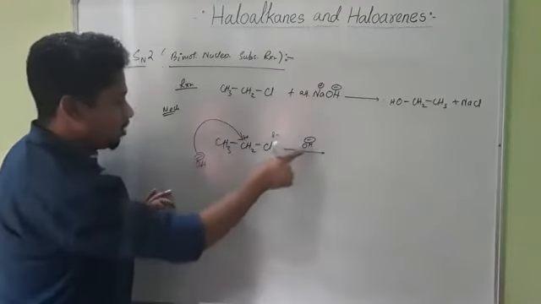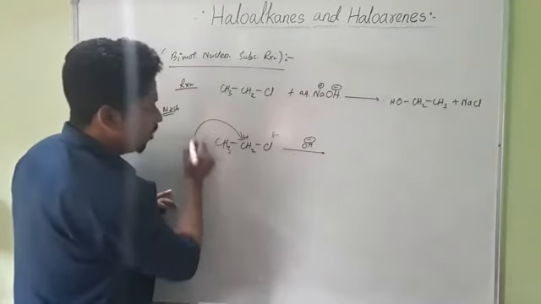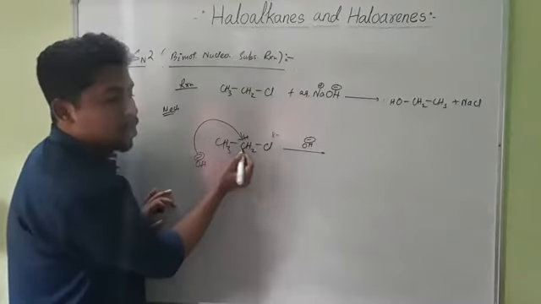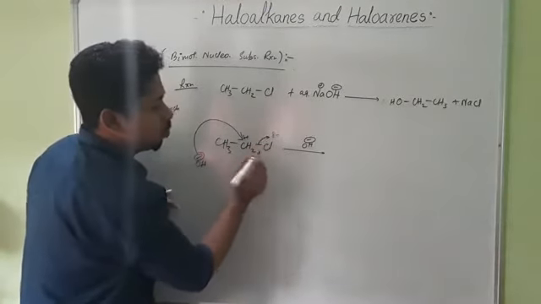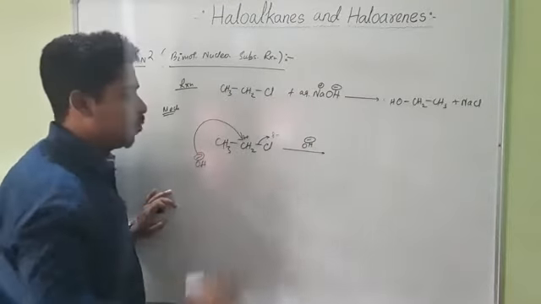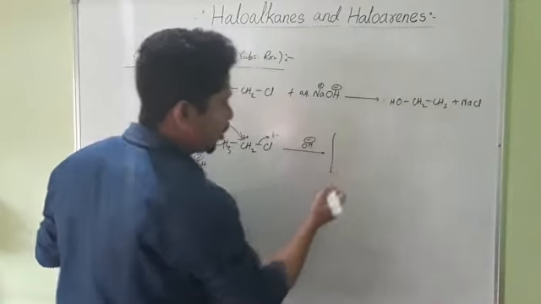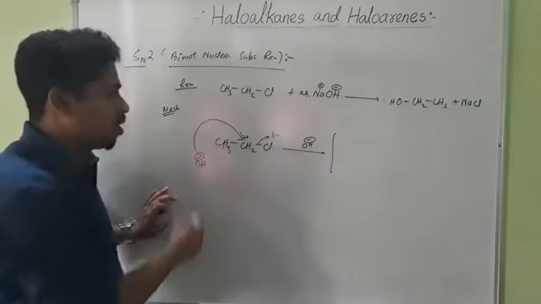This OH minus attacks from the back side. When this OH minus attacks this carbon, the valency of this carbon will increase. As a result, this chlorine group will be removed as a leaving group. So here you see what will happen in this reaction. We have seen that there is a formation of a transition state. So a transition state will form.